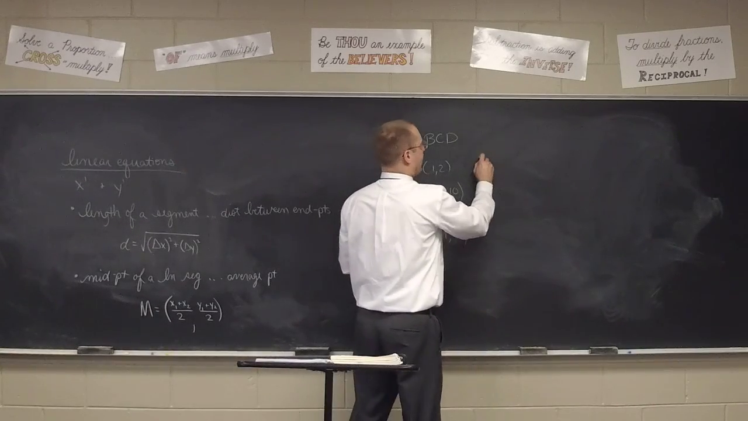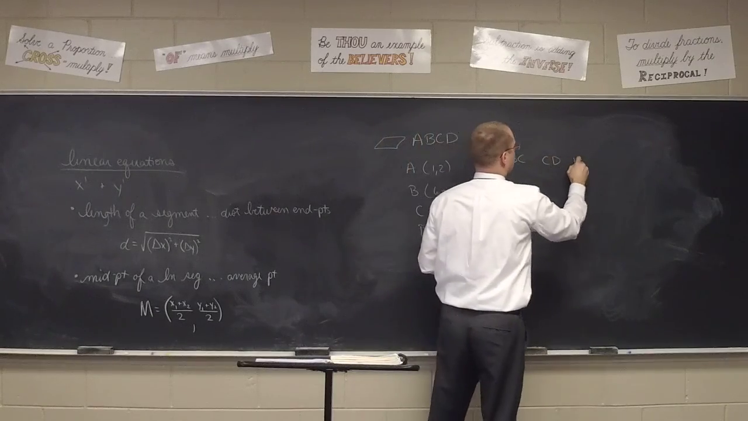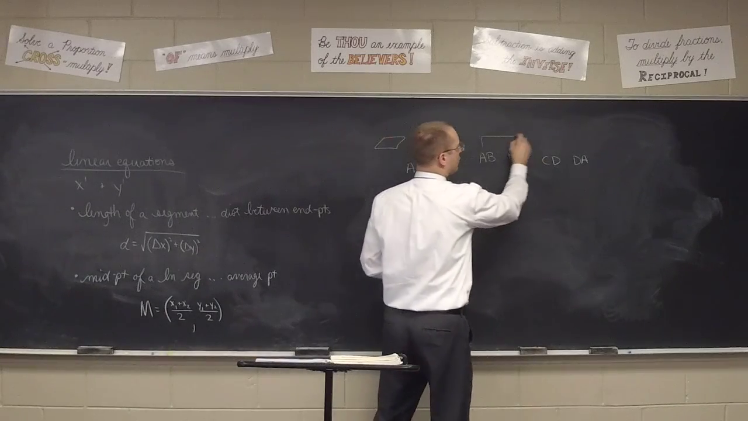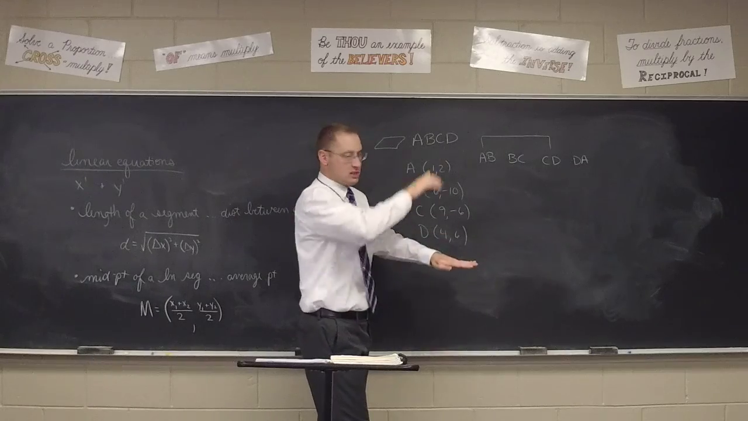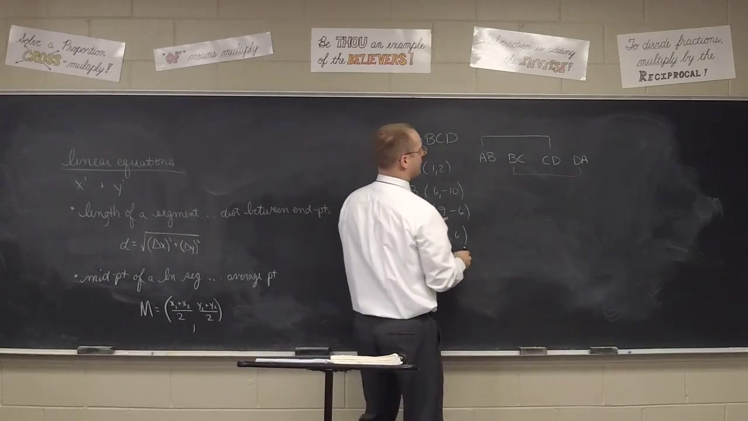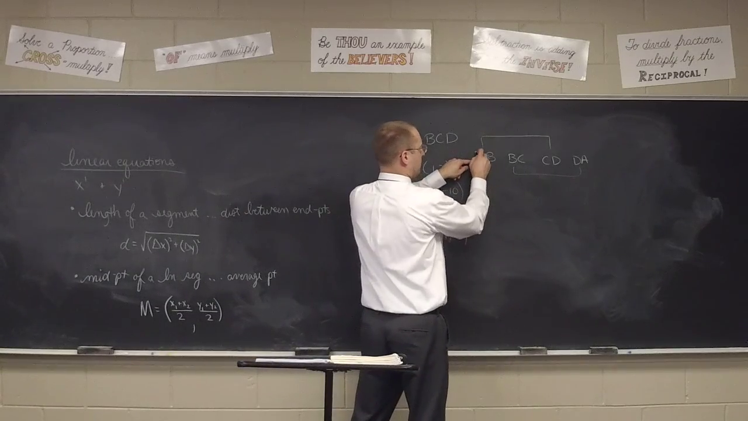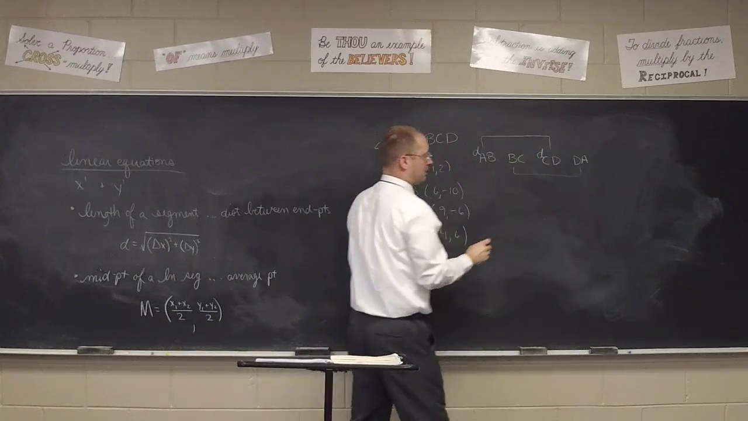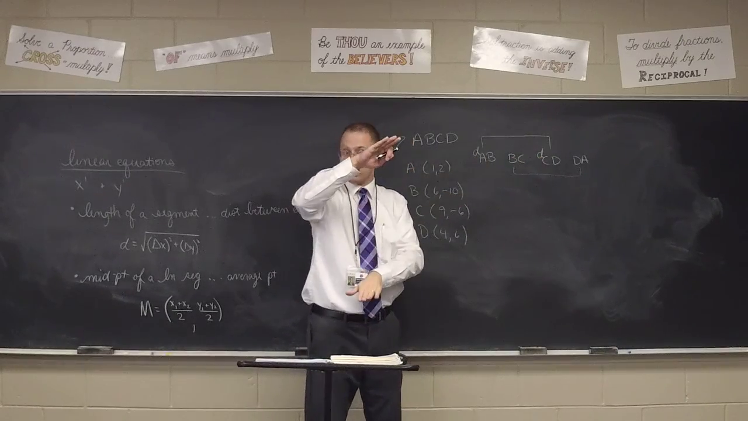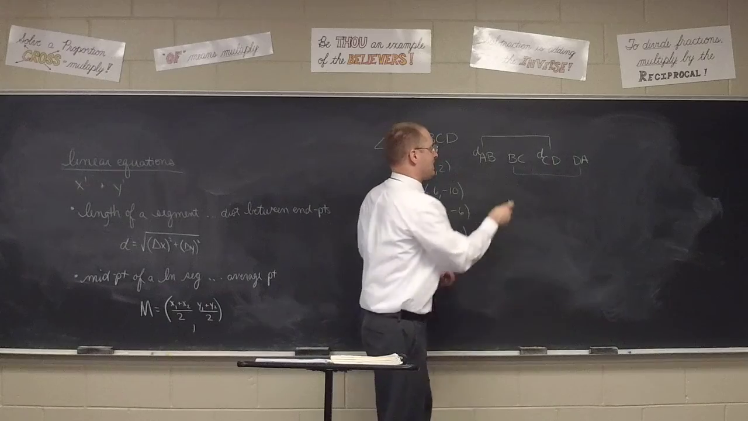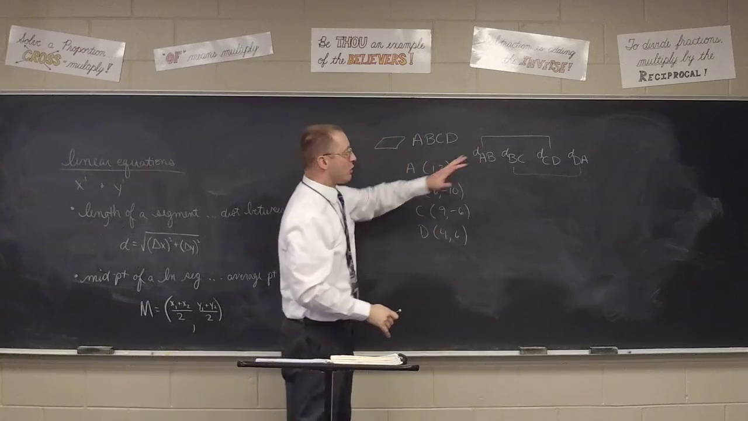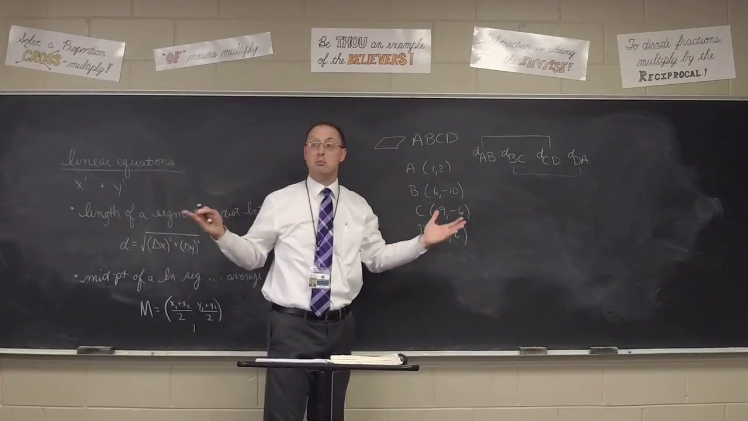Well, my sides then are AB, BC, CD, and DA, right? Those are the 4 sides of the parallelogram. And these 2 would be opposite sides, AB and CD. And then BC and DA would also be opposite sides. If I can find the length of AB and the length of CD, and if those 2 lengths or distances are the same, then I've got equal sides. If I can find the lengths of BC and DA, distance BC, distance DA, and if those are equal, opposite sides equal, boom, parallelogram, right?